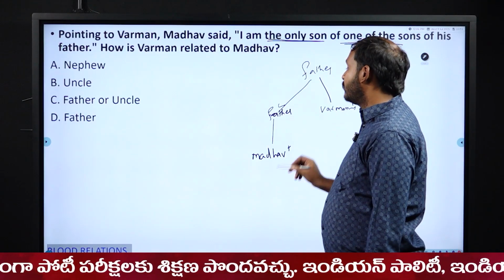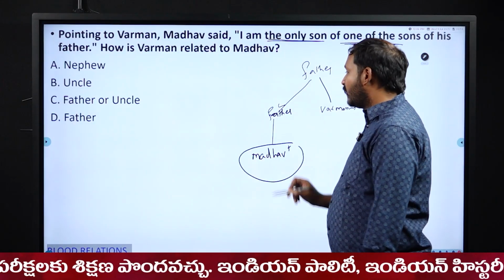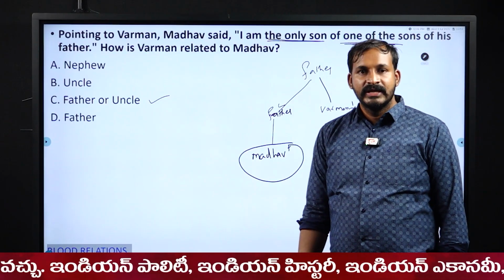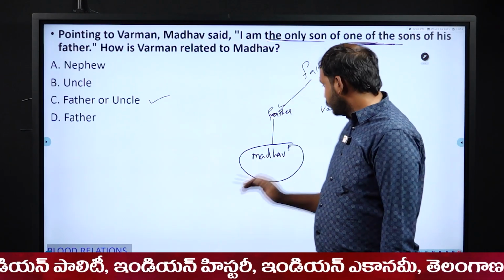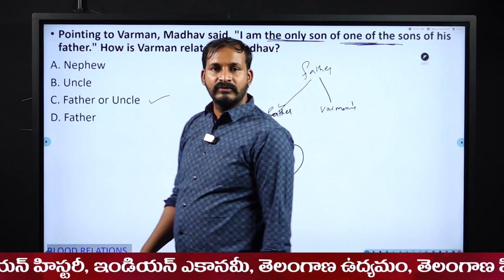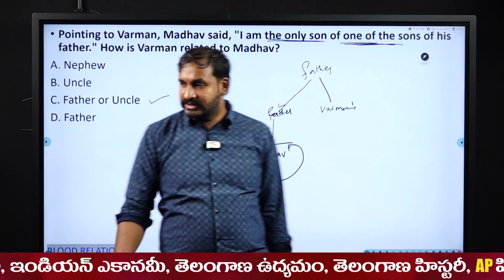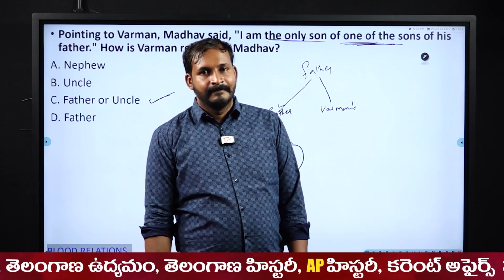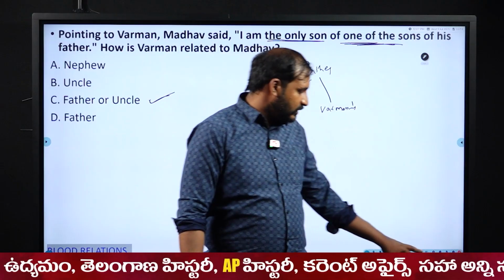Now, how is Varman related to Madhav? What are the two chances? Father or uncle, right? So our answer here becomes father or uncle. Varman can come here or Varman may be separated. So there is a chance for both father as well as uncle. Okay, understood? Now, next one.